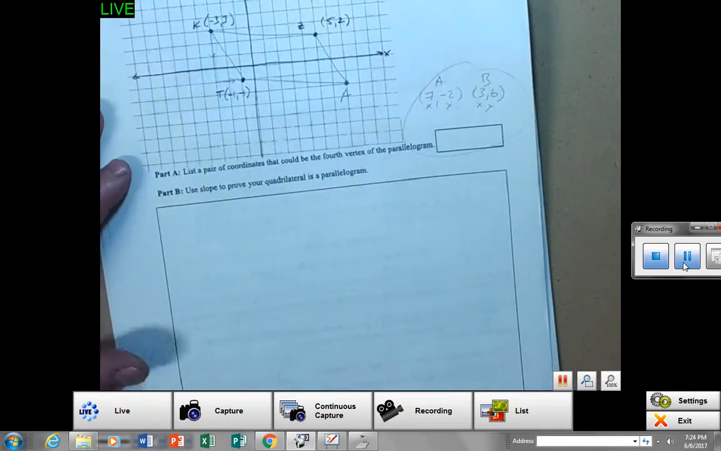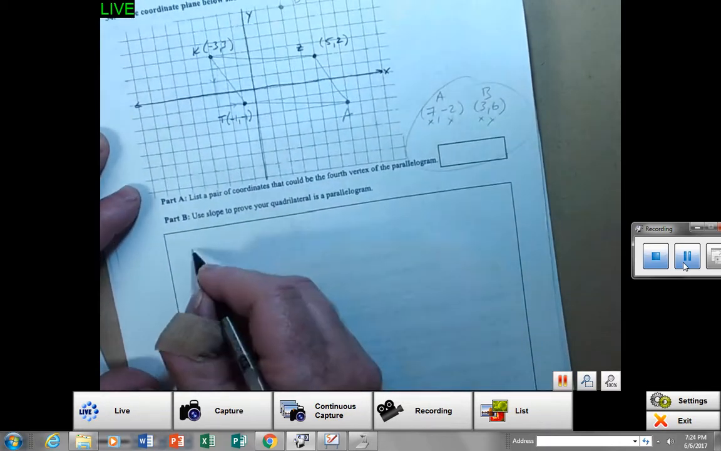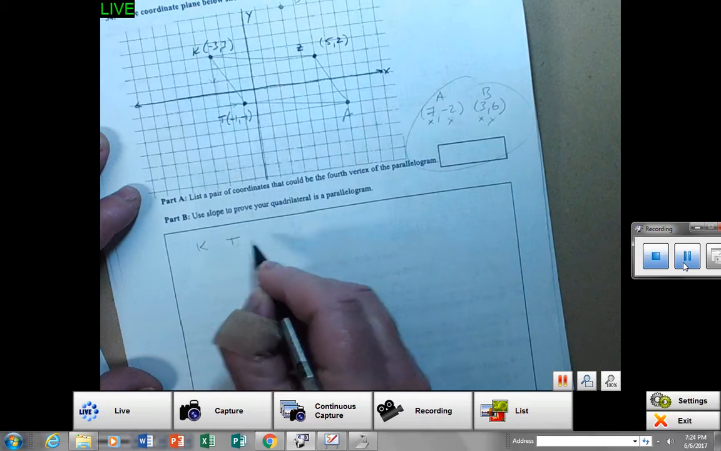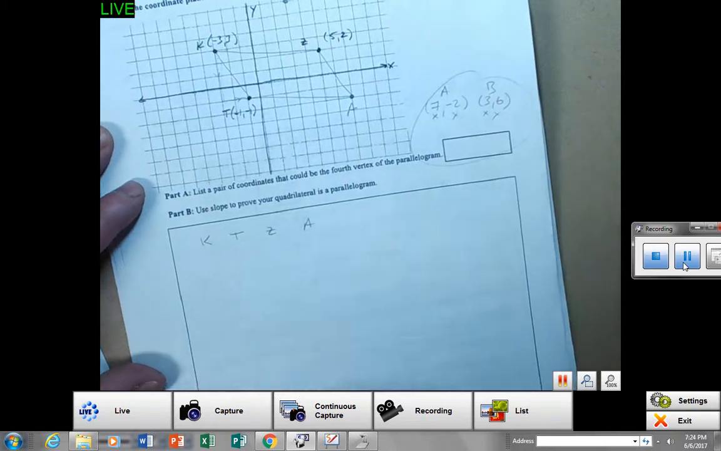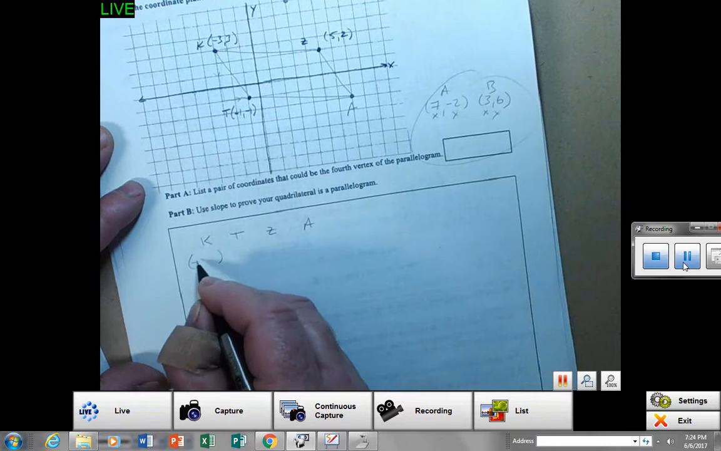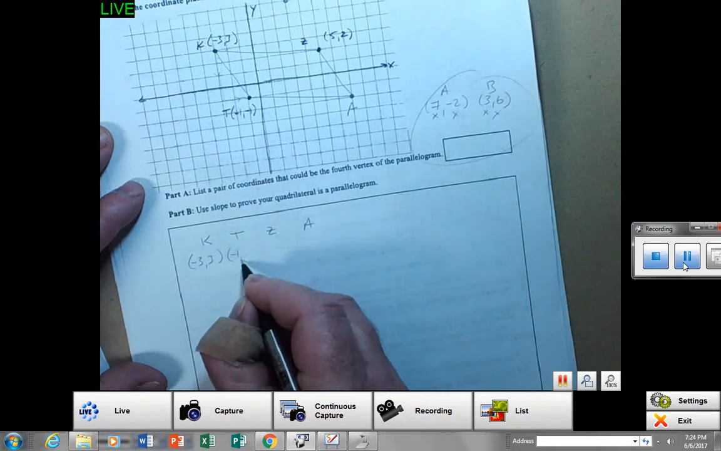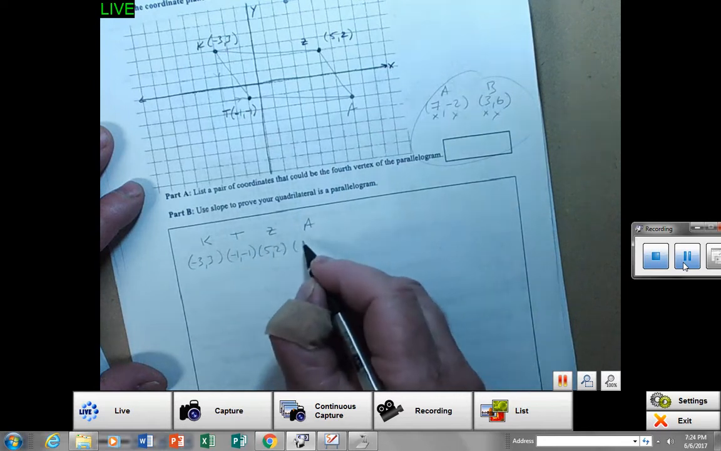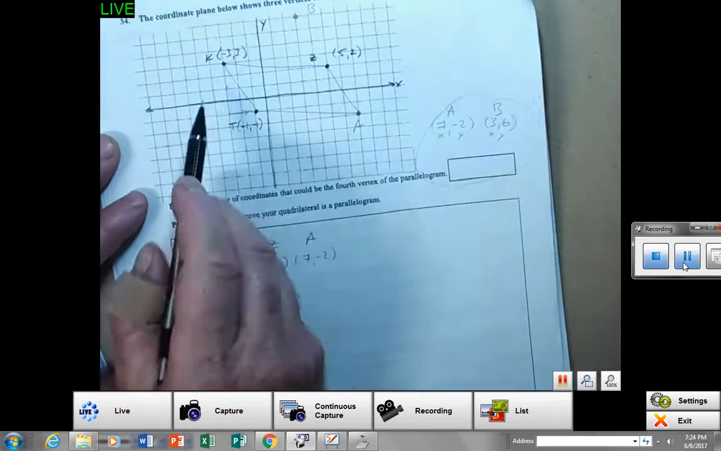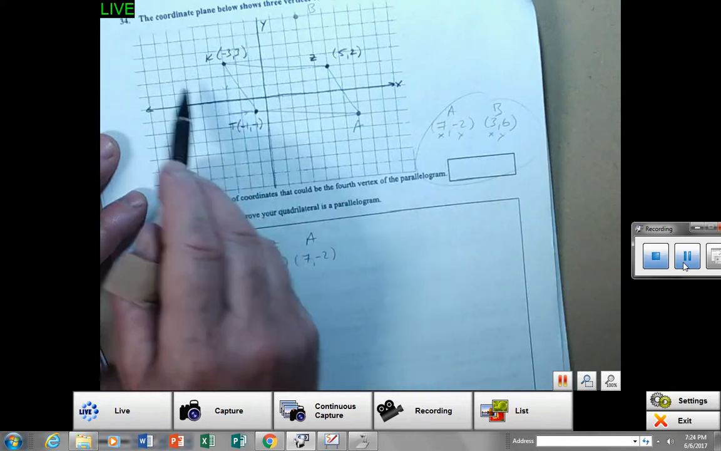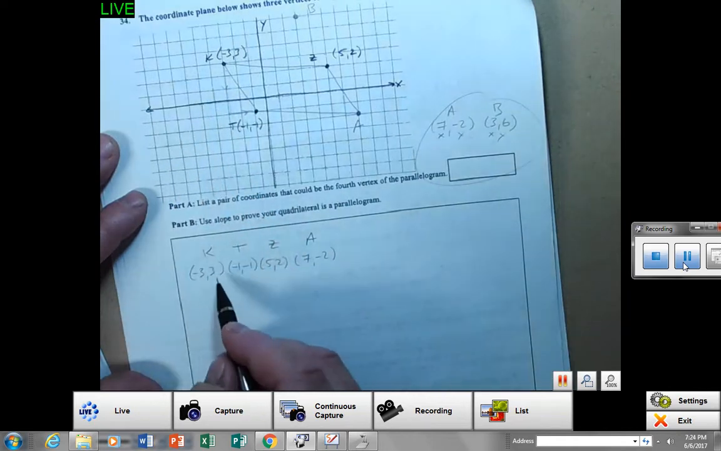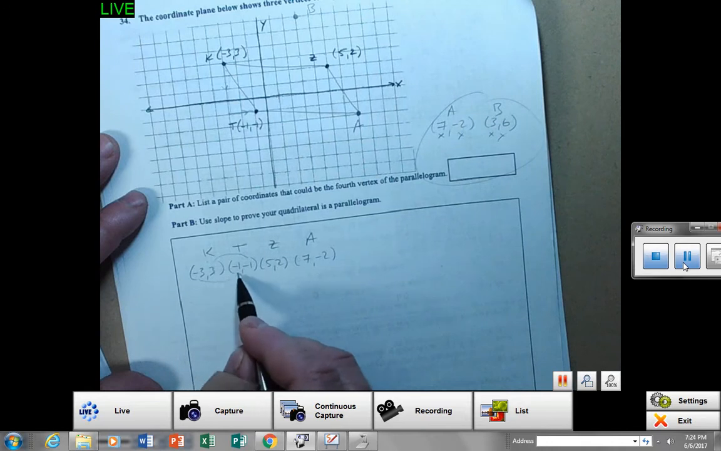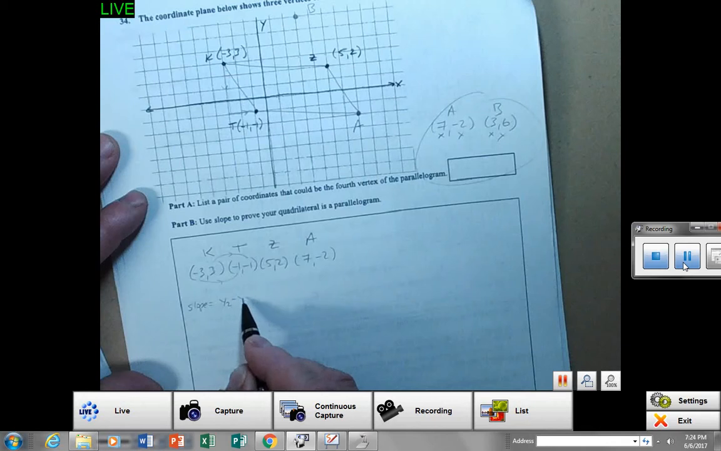So for this, I'm going to do the slope between K, T, Z, and A. K is the point -3, 3. T is the point -1, -1. Z is the point 5, 2. A is the point 7, -2. So my first slope is KT, between these two. So I'm going to take my Y's over the top, my X's on the bottom. Remember, slope is always the Y subtracted up high over the X's on the bottom.